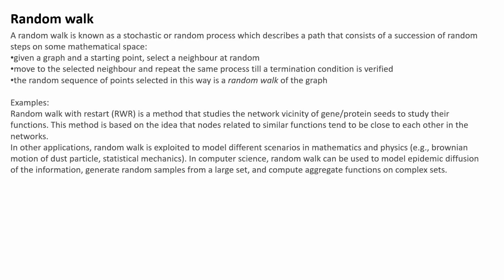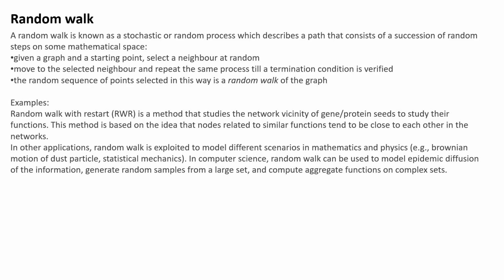So you are given a graph and a starting point. You're starting at some node, and you select any neighbor of that node with some probability, obviously at random, but it will have some kind of distribution. So you select that and you move to the selected neighbor, and you repeat that process, and then you again move to another neighbor of that node, and then you repeat that process till a termination condition is verified.